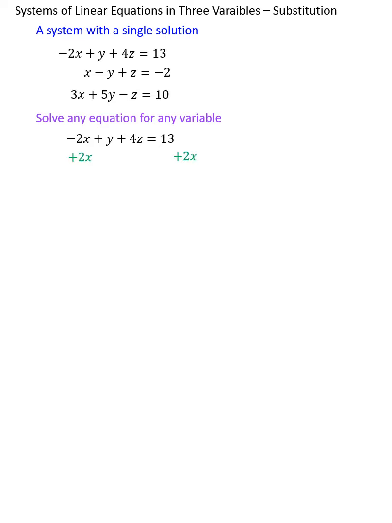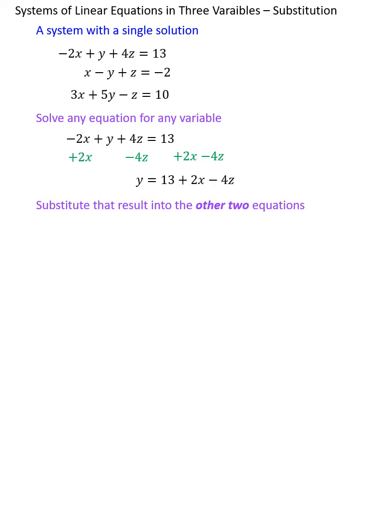So to isolate the y, I'm going to add 2x to both sides. That will cancel my negative 2x. And I'm also going to subtract 4z from both sides. That will cancel my positive 4z. And here's the result of me having solved for y. So now that I've completed this, I've solved any equation for any variable. It turns out I solved the first equation for y, but it doesn't matter which variable you solve for.